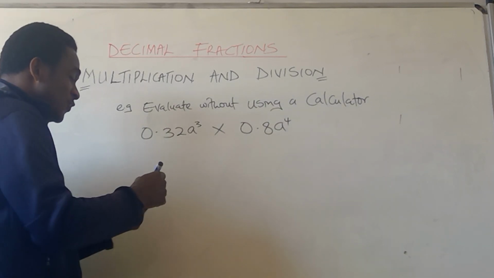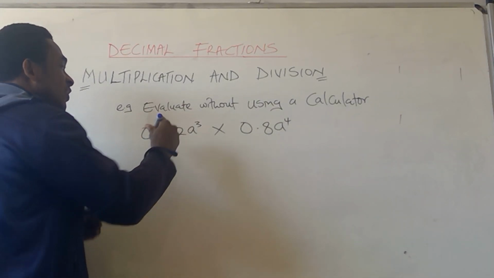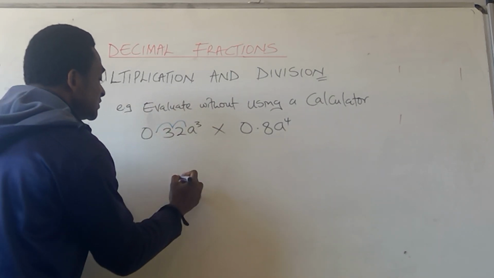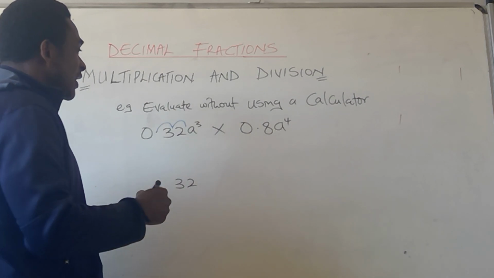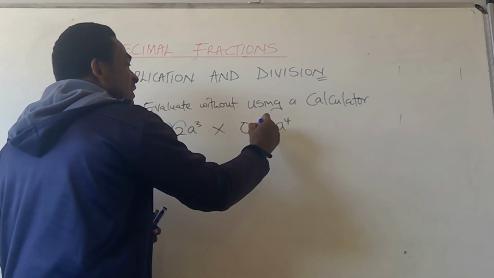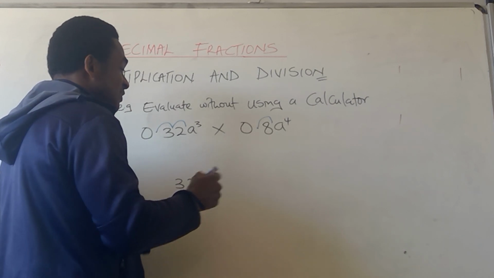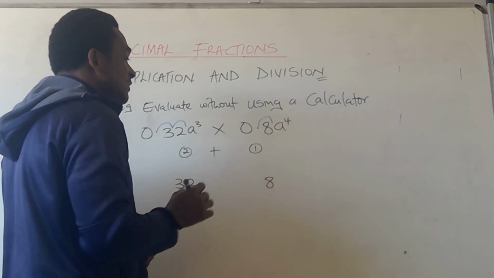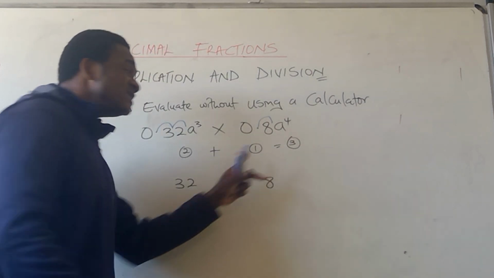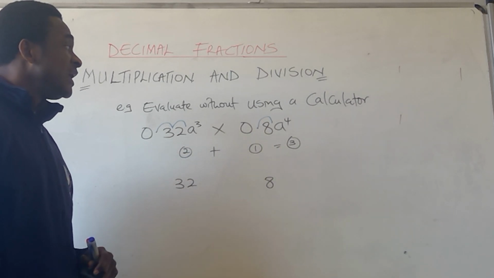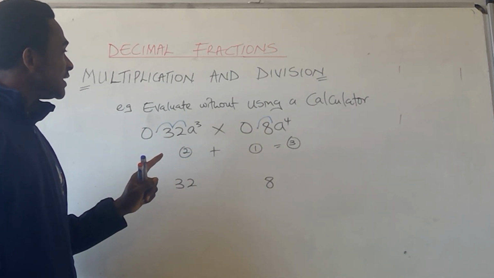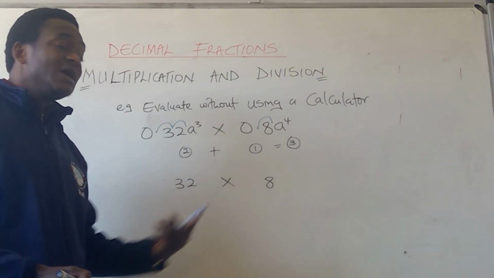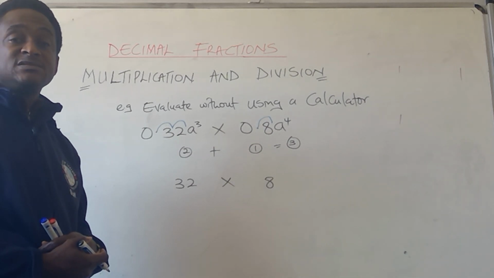For the number here, the same approach. We move out all the decimals. If we move 2 steps, this becomes 32. On the other side also, if we move 1 step, this becomes 8. Now, if we check, we moved 2 decimal places here, and we've moved 1 here. So in all, we are supposed to return 3 decimal places because this is a multiplication problem. Now, if we have simplified this, we only have 32 times 8.